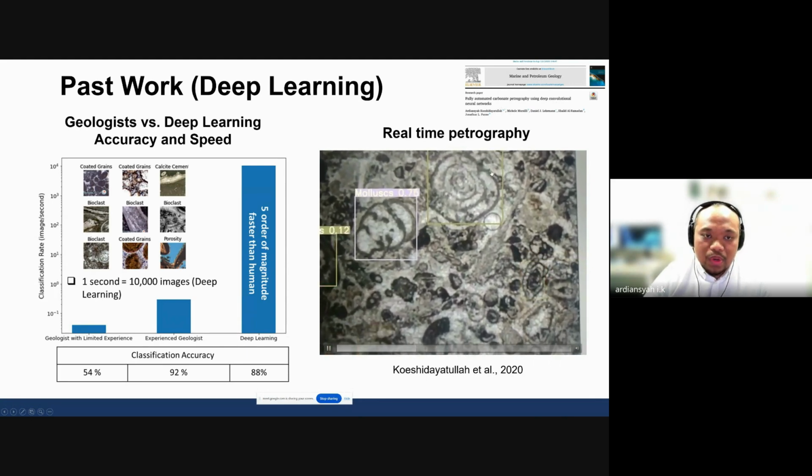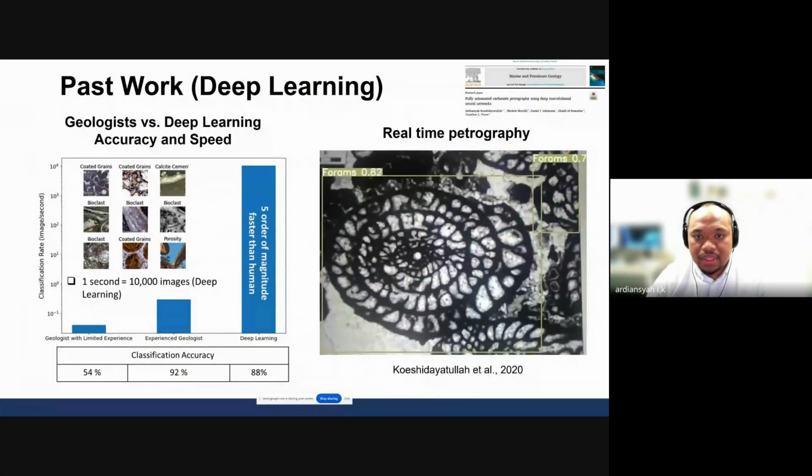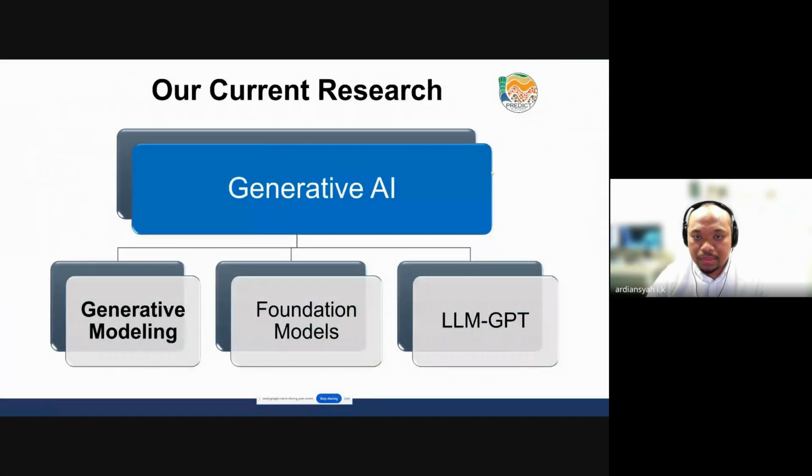So this is back in 2020. Now we're in 2025. So again, this technology advances very rapidly. So it's all about generative AI now. From here on, I will show you a couple of research projects that my group has been doing so far. Mostly I try to divide it into 3 different aspects, which are generative modeling, foundation models, and large language models, GPT models, and how we use them to help us optimize different problems here.